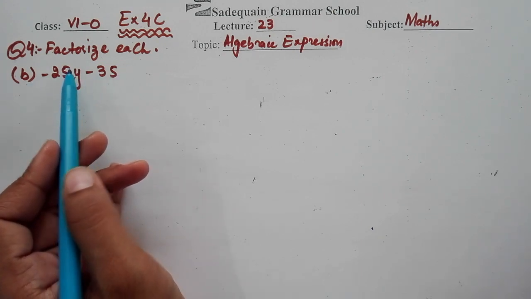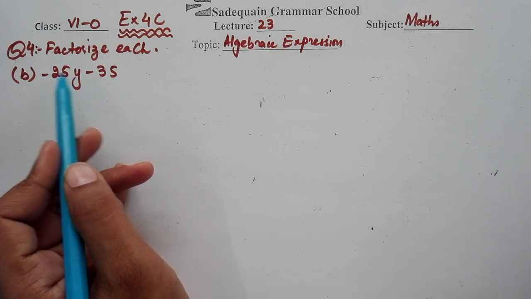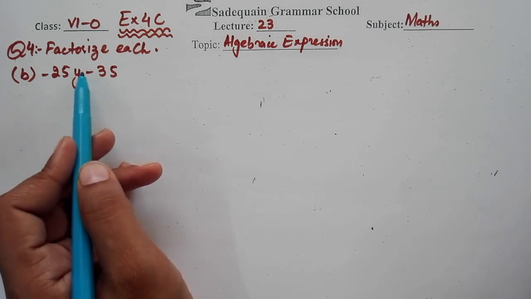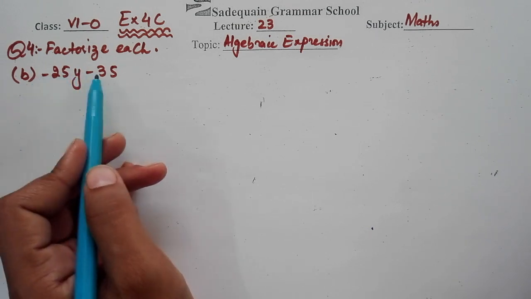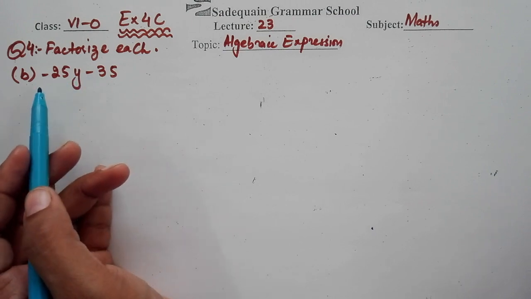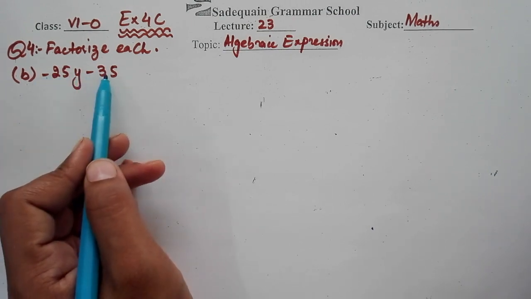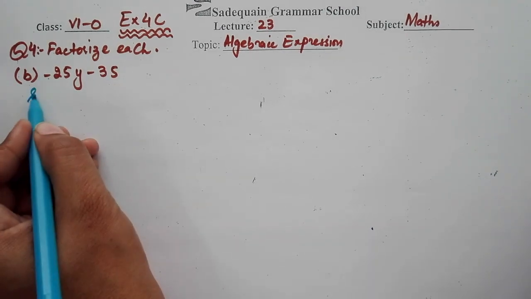Now beta, not only can we take the variable common, or the common factor of the coefficients, we can also take the sign as a common. If both values have the minus sign, we can take this minus sign as a common as well, because it is present in both terms. Okay, so let's start the solution.